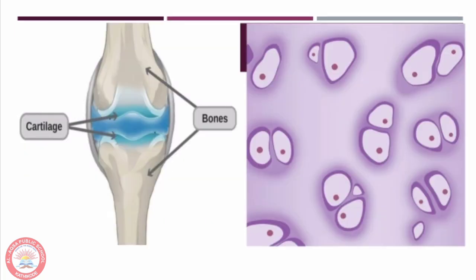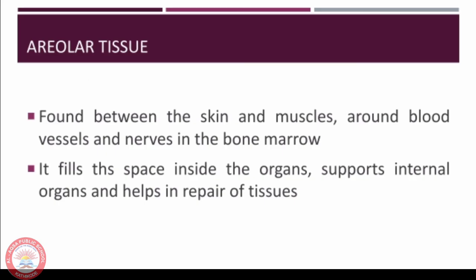Look at the picture of cartilage. You can see how cartilage is placed at the ends of the bones and how the cells are widely placed inside the matrix. The next one is areolar tissue.